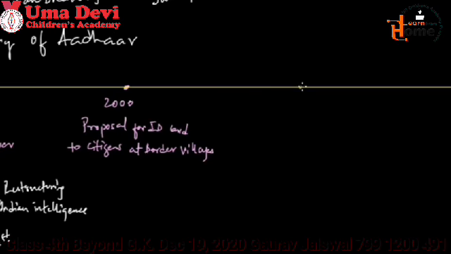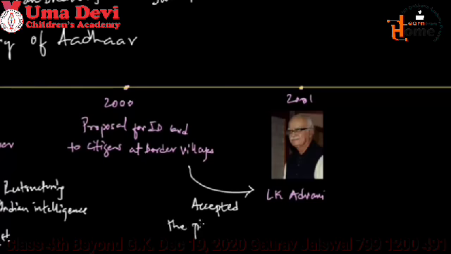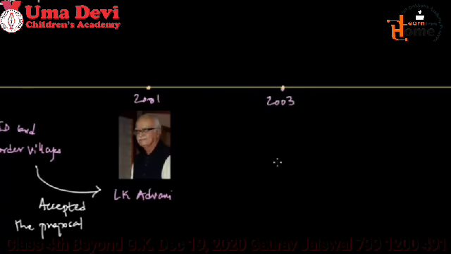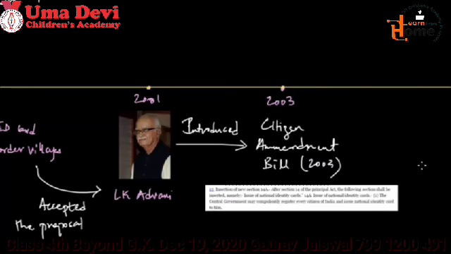Then a year after, that is in 2001, a group of ministers headed by L.K. Advani accepted the recommendation for an ID card. Their report said a multi-purpose national ID card project need to kickstart soon. Then 2 years after, in 2003, the Citizenship Amendment Bill was introduced in Lok Sabha by L.K. Advani. There was a clause in this bill that said the central government may compulsory register every citizen of India and issue a national identity card.